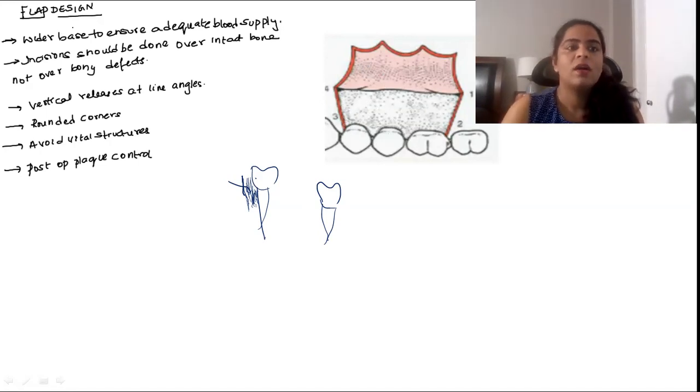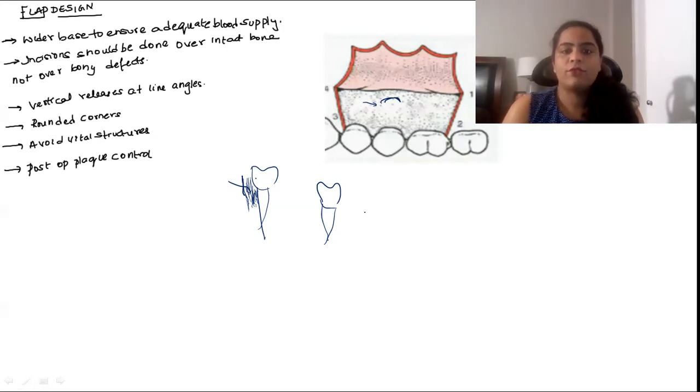All right. So how do you think the design should be? A wider base should be there to ensure adequate blood supply, or else there would not be adequate blood supply and it can lead to necrosis. Now, if there is any bony lesion, you cannot give an incision over the lesion. You have to give it a little bit above the lesion. All right. Next, you have to give vertical releases at the line angles, and you should make sure that the corners are rounded, and you should make sure to avoid all the vital structures.